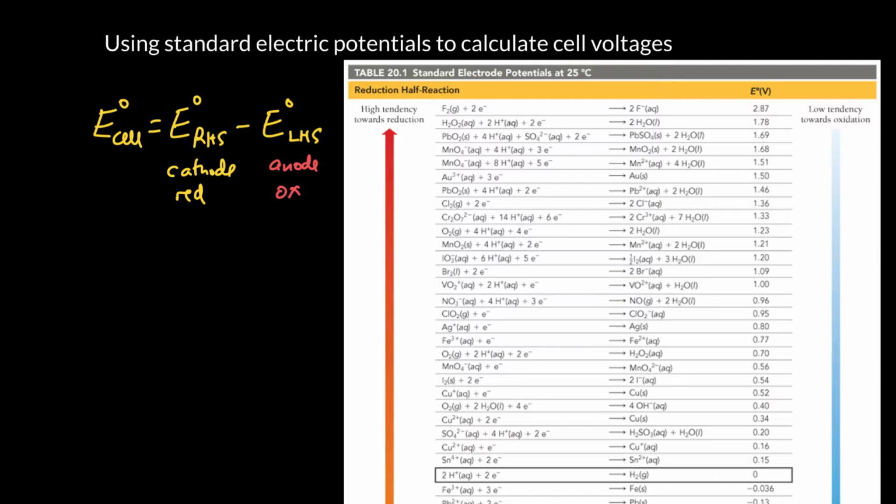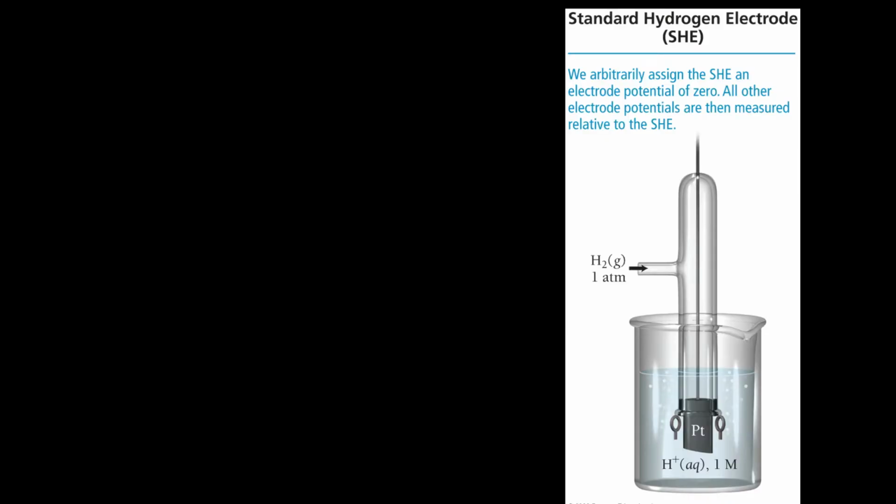And then if we ever build a cell with that standard hydrogen electrode on the left-hand side as the anode, then essentially you're subtracting 0 away from this. So obviously the cell voltage is exactly equal to the standard reduction potential. So let me show you the hydrogen electrode and show you how it works. So here's a picture of the standard hydrogen electrode.